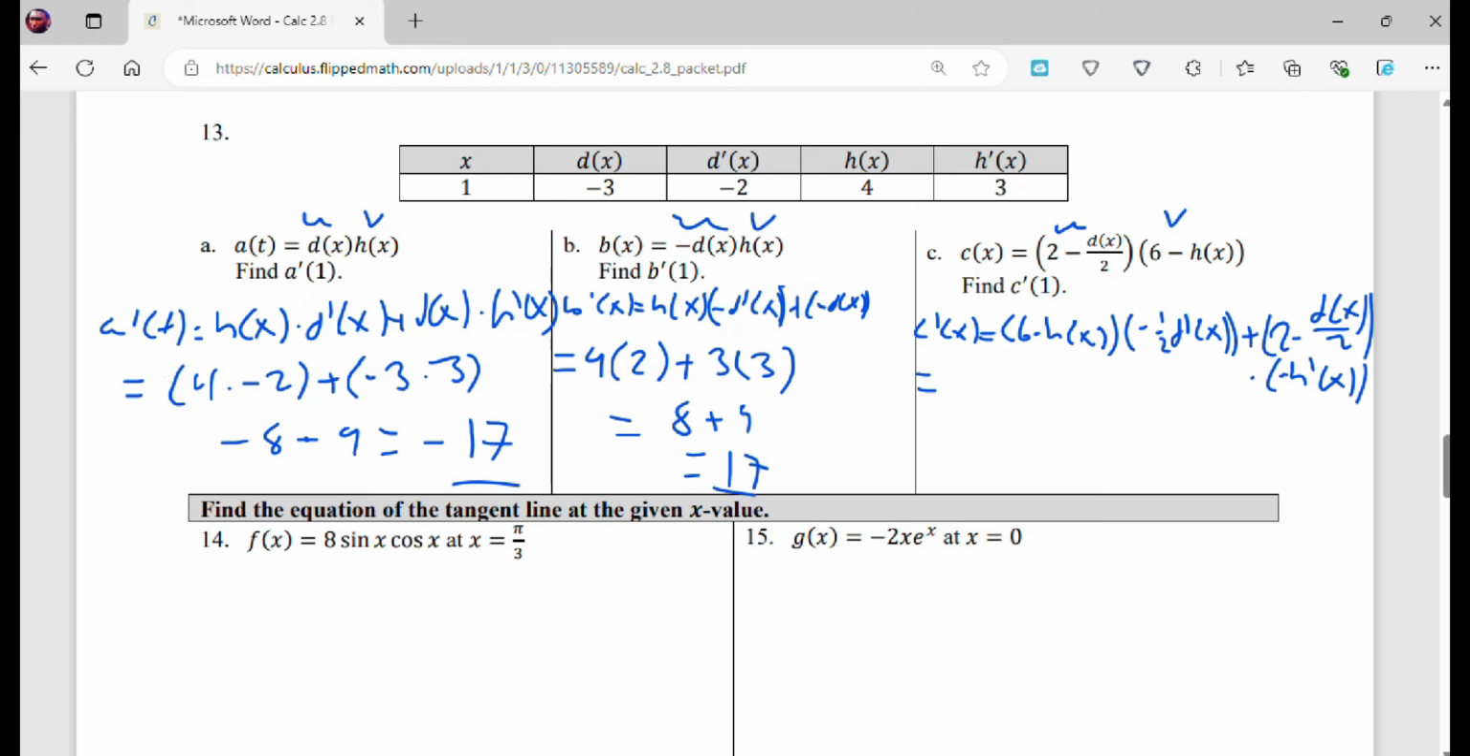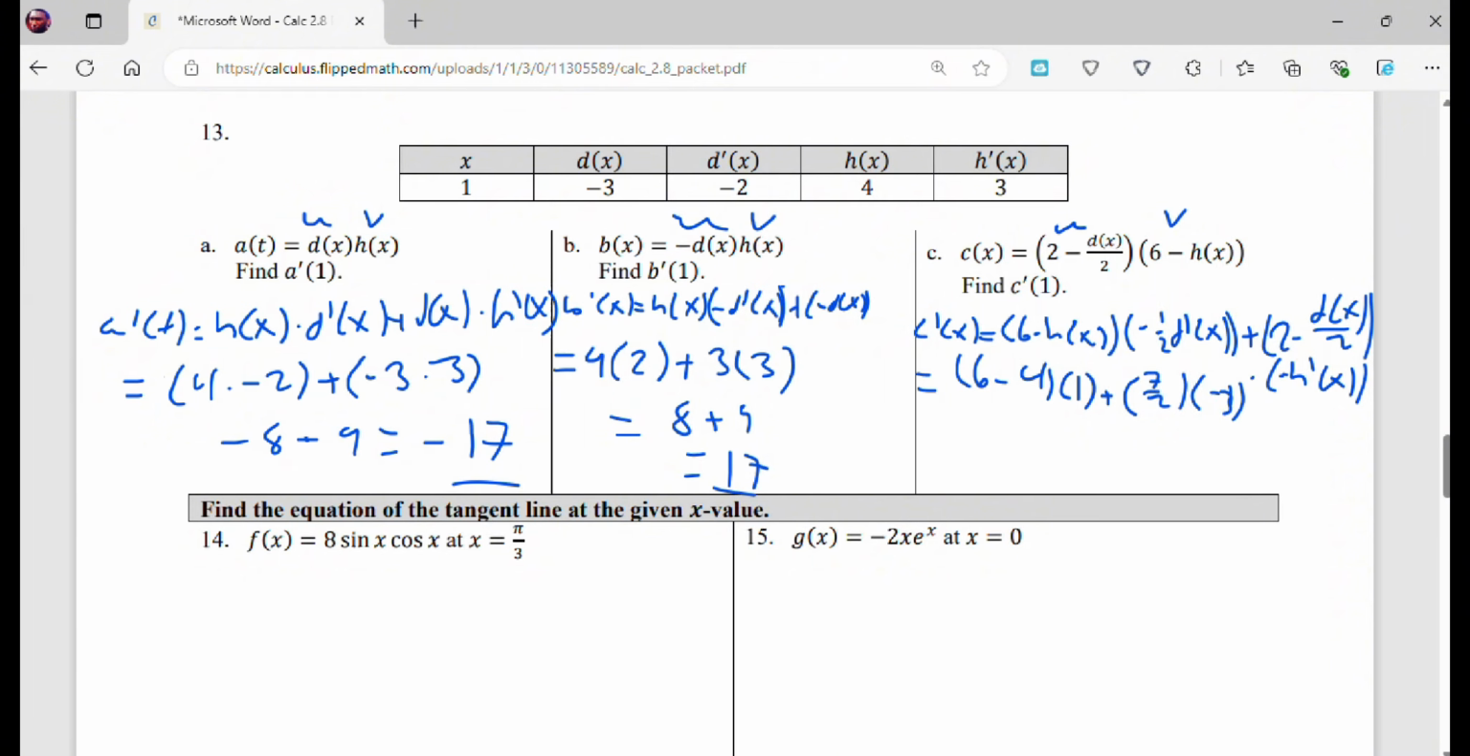Okay, so we're going to find this at the point 1. So 6 minus h of x is going to be 6 minus 4. Negative 1/2 times d prime of x. So d prime of x is negative 2. Negative 1/2 times negative 2 is going to be 1. And plus d of x is negative 3. So 2 minus negative 3 over 2. So that is 2 plus 3 over 2. That's 3.5 or 7 over 2 times negative h prime of x. So times negative 3.